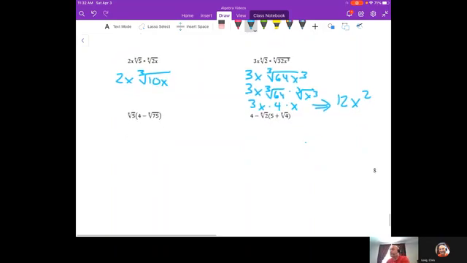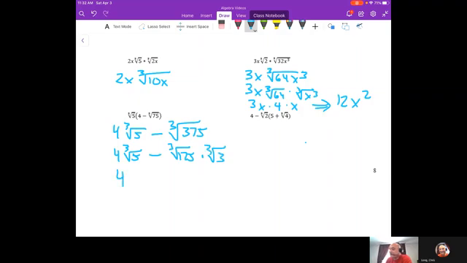Then, just like we did in the other ones, we have 4 times the cube root of 5 here minus the cube root of 5 times 75. What would that end up being? I did it over here, 375. So then I have 4 times the cube root of 5. I know I can simplify this to be the cube root of 125 times the cube root of 3. This ends up being 4 times the cube root of 5 minus 5 times the cube root of 3. These have different cube roots, so I can't combine them.